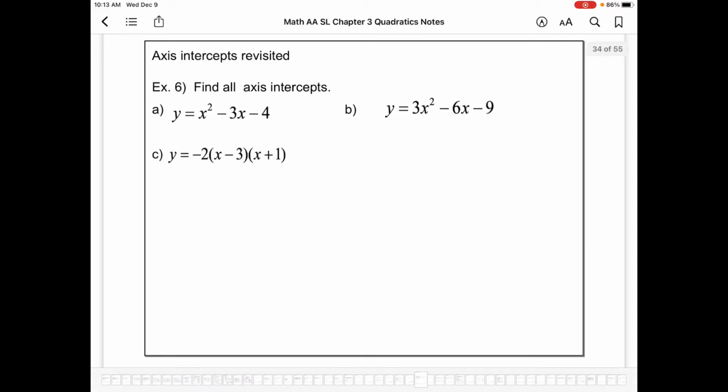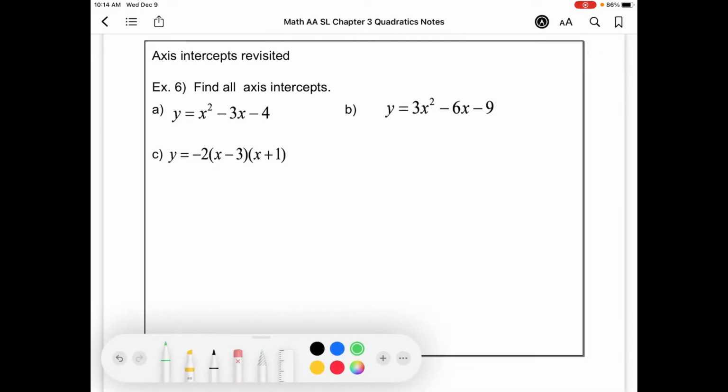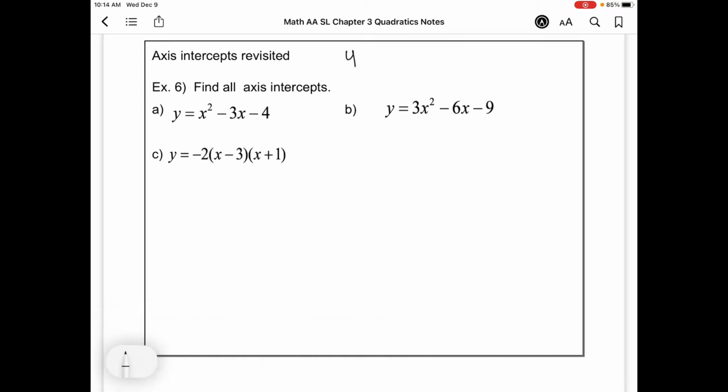Hi folks, today we're revisiting axis intercepts on quadratic functions. So big ideas here for axis intercepts are: if you want to find a y-intercept, sub 0 for x. If you want to find an x-intercept, sub 0 for y. And this is not specifically for quadratic functions, that's for any function.